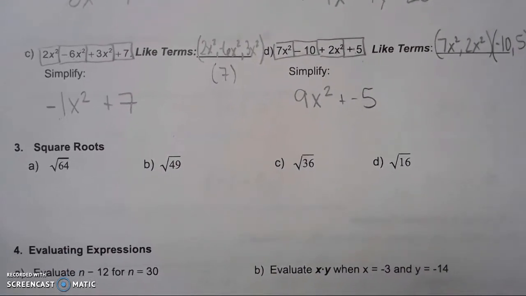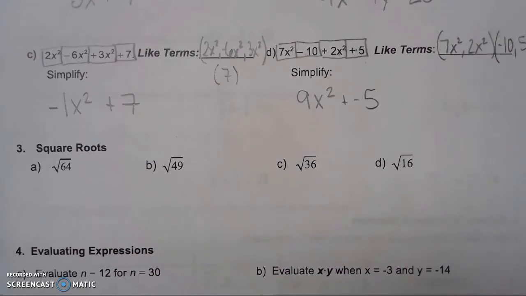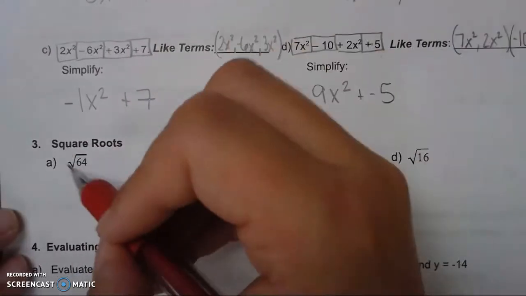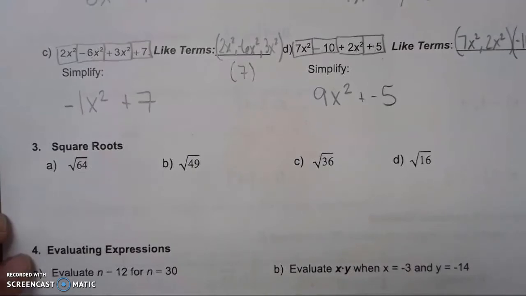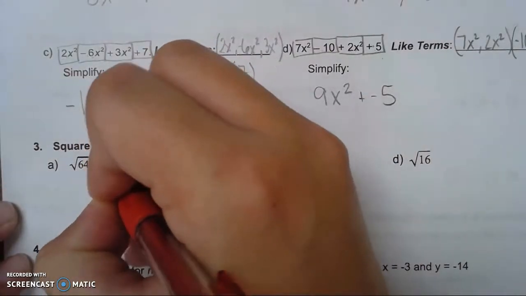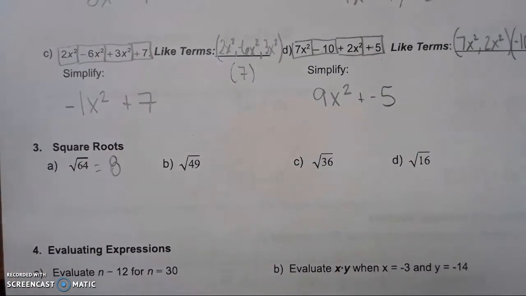Alright, next part is square roots. Remember, if you were to find the square root of 64, you are trying to figure out what number times itself will give you 64. So if you're thinking the square root of 64 would be 8, because if I were to take 8 times 8, that would give me my 64.